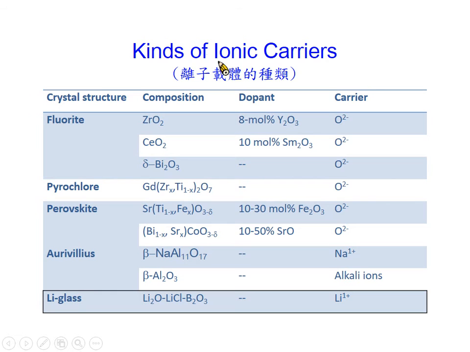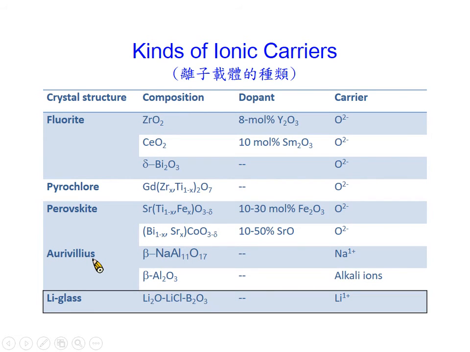Here are the different kinds of ionic carriers. Based on the different structures and compositions, the dopants, the carrier will change from one to the other. In most cases for the oxides, the carrier is the oxygen ions. However, for some types of crystal structure, we call them Aurelius structures.